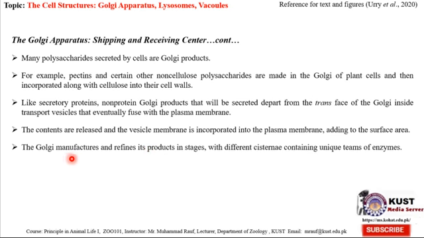Now, the Golgi manufactures and refines its products in stages, with different cisternae containing unique teams of enzymes. We have already discussed that the cisternae are stacked one upon each other and there is a distinct directionality, the cis side and the trans side. Each of these stacks or cisternae is supplied with its own set of enzymes, and as the vesicle moves from the cis side to the trans side, it is acted upon by different teams of enzymes, and in this way it attains its maturity.